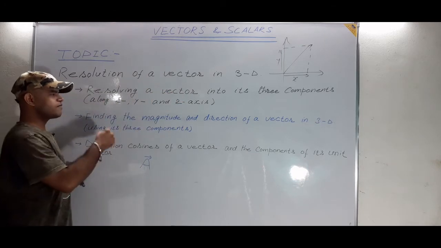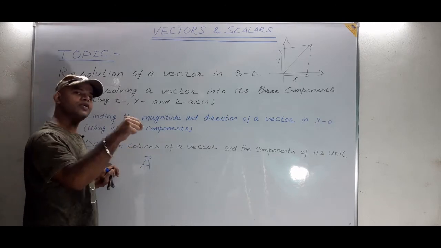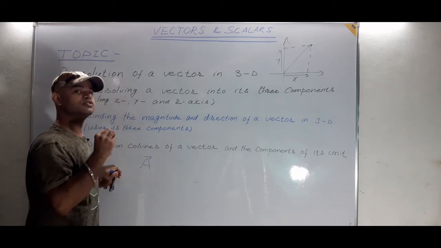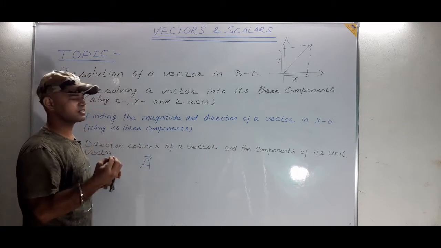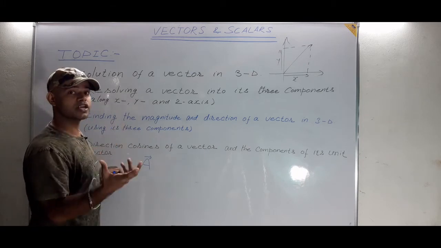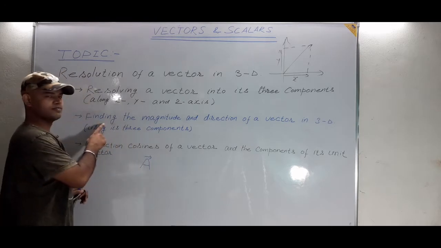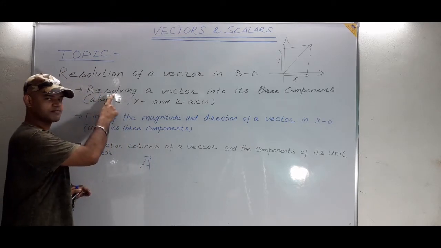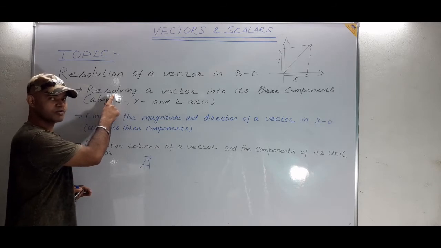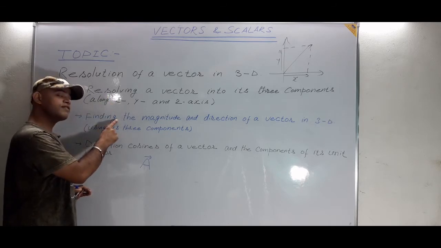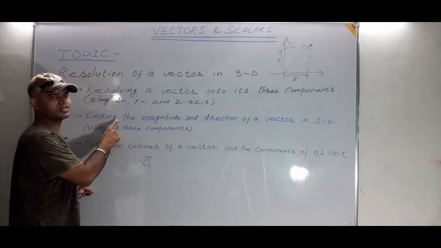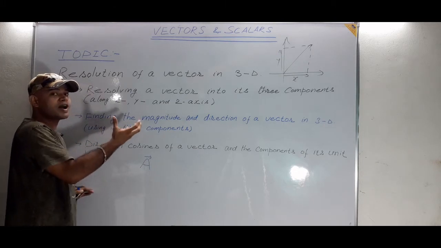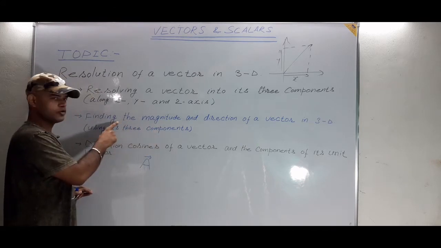Then, if a vector is given in its 3 components, along the x-axis, y-axis and z-axis, how do we find its magnitude and direction? That we will do. First of all, we'll learn how to find the components of a vector in 3 dimension. Then, if its 3 components are given, we'll find its magnitude and direction.